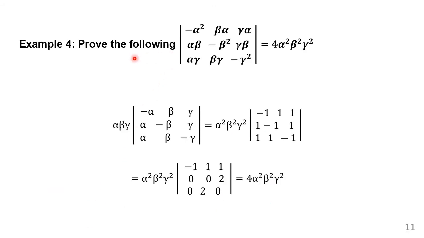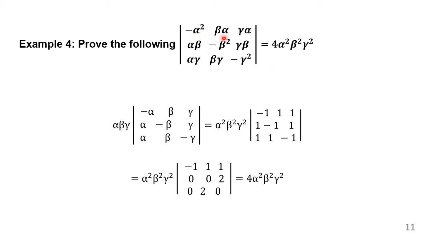We will take one more example. The determinant of the matrix given here, minus alpha square, beta alpha, gamma alpha; alpha beta, minus beta square, gamma beta; alpha gamma, beta gamma, minus gamma square, is equal to 4 times alpha square beta square gamma square.